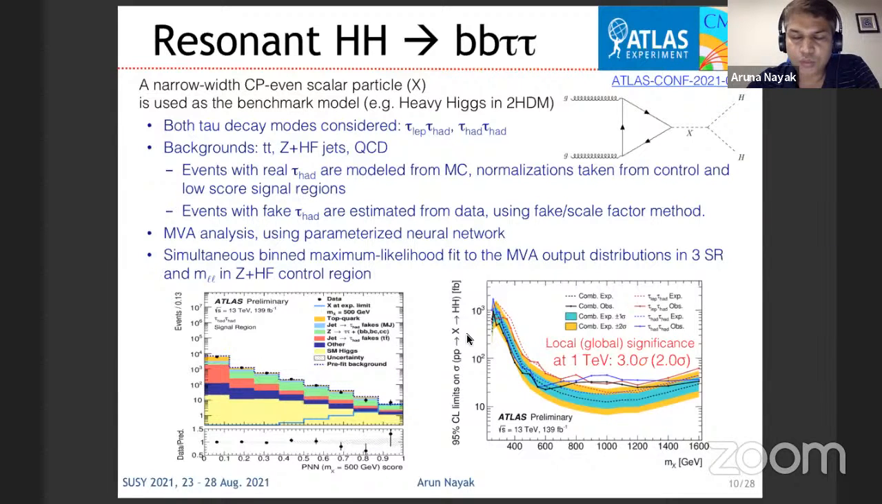So you obtain the exclusion limits on the production cross section times branching fractions. As you see here, there is a small excess here, which is at a local significance of 3.3 sigma, while the global significance is 2 sigma.